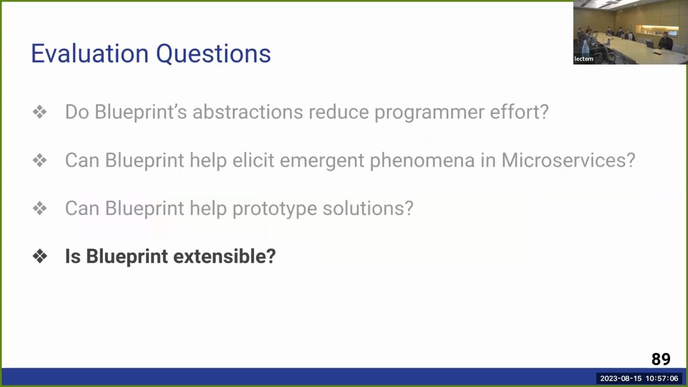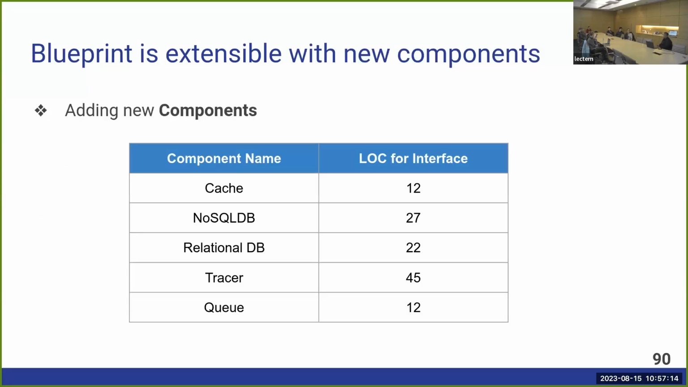So the last question we ask is, is Blueprint extensible? How much time or effort does it take to add new features or new components to it? First is adding new components. We have components like a cache, which took only 12 lines of code to add, a tracer, which took 45 lines, and a NoSQL DB, which is 27 lines. So it's a very small number of lines that you actually need.